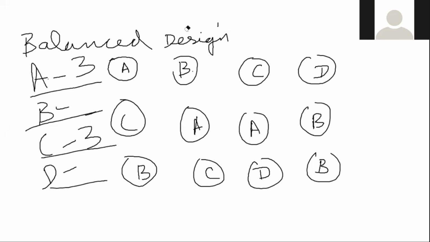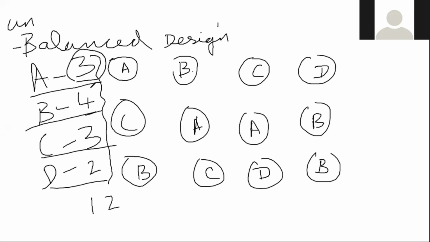Now B 4, D 2. So altogether we have 12 observations. That remains the same. Now you see it is unbalanced. Why is it unbalanced? Here it is 3, here it is 4, here it is 3, here it is 2. Different values. So this is called an unbalanced design.